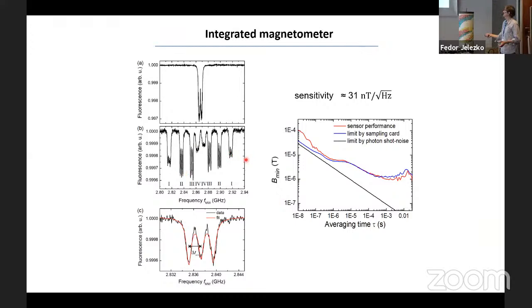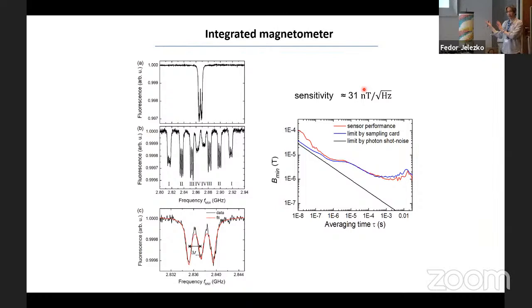And now it's again the same plot I was showing before for a single color center. It's a minimum detectable field versus average time, and the slope gives you the sensitivity. In this case, it's 30 nanotesla per square root of hertz. For this device, it's not a record value for a magnetometer, but it's very compact. It's low energy consumption. It's operating in a wide variety of fields. And at this level it can already be competitive with the Hall sensors.